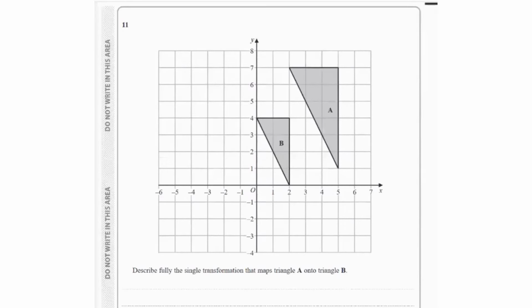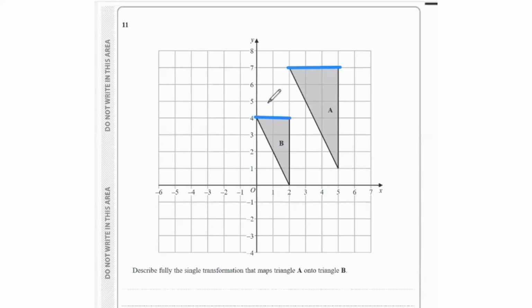Question 11 says describe fully the single transformation that maps triangle A onto triangle B. So we can clearly see that's an enlargement because the size of the shape has changed. So what we need to figure out is what is the scale factor of the enlargement and what is the center of enlargement. So for the scale factor, you can just compare two corresponding sides on the original shape and the image of the shape.